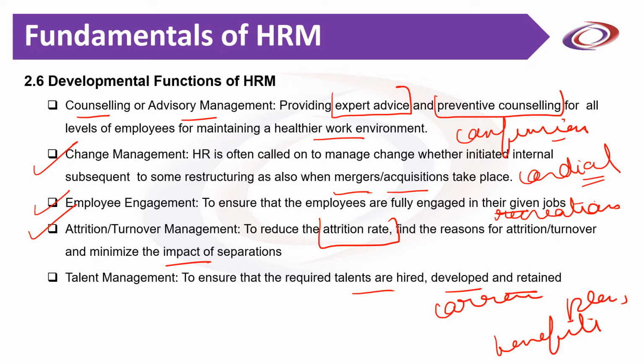So these are the various types of functions or objectives of human resource management. These objectives are to be followed, and this gives us an idea of what roles are performed by the HR team.